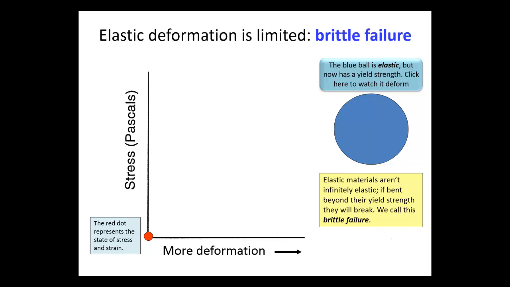All elastic materials have a limit to the degree they can be deformed. If you try to deform them beyond this point, they break. This limit is called the yield strength or elastic limit, and the breaking is called brittle failure. Here you can see the same elastic ball, but this time it will deform until it reaches its yield strength, and then it will break. Once it's broken, you can't put the pieces back together again. The deformation is permanent. Click on the blue box to see how an elastic material deforms when it reaches its yield strength.